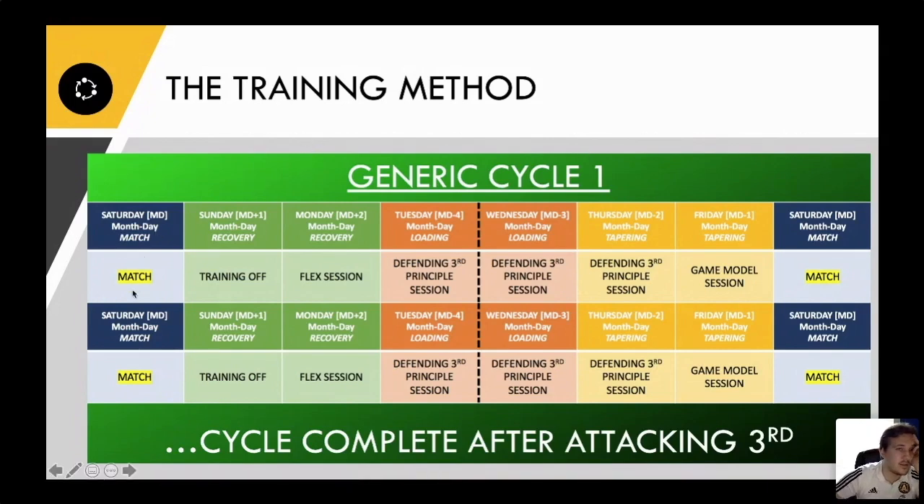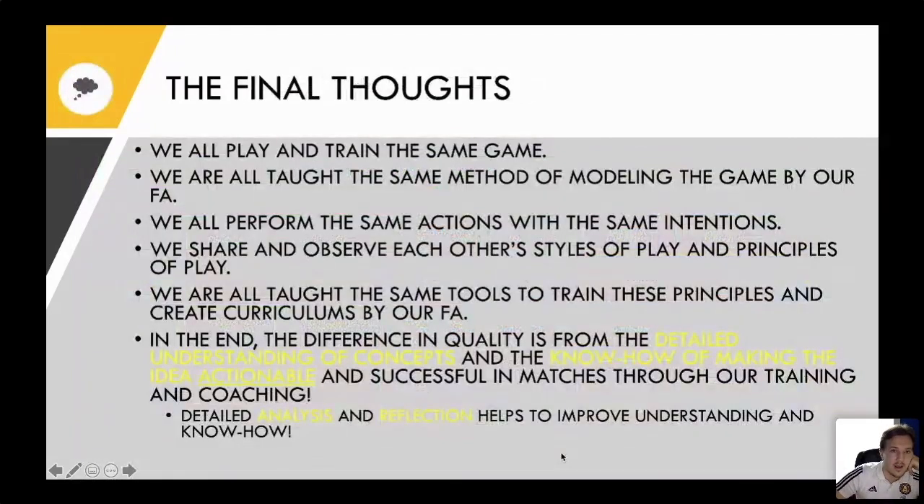But we see here the match, then the next day is usually off for us. Flex sessions are usually at the will of the coach, which is usually touching on something maybe we were really bad at in the match, just to kind of clean it up. And then we spend our loading days on the principal session, then our first tapering day on a principal session, and then the last day is kind of a game model session. And then again, you have the match, and then the same thing next week. And then you don't see here, but there would be midfield and then attacking, and that would complete one cycle, and you'd go again. So, final thoughts, last slide.